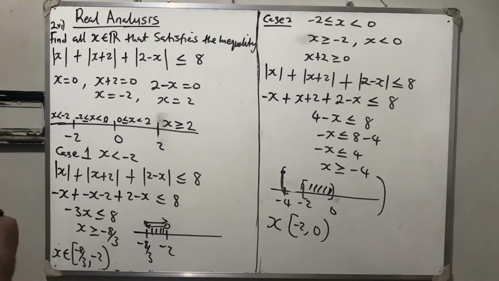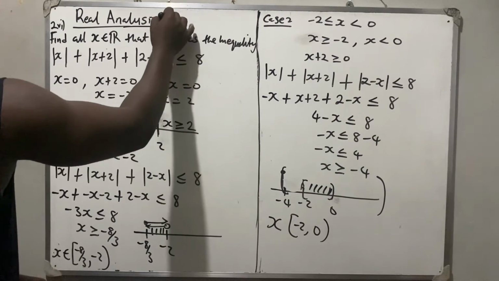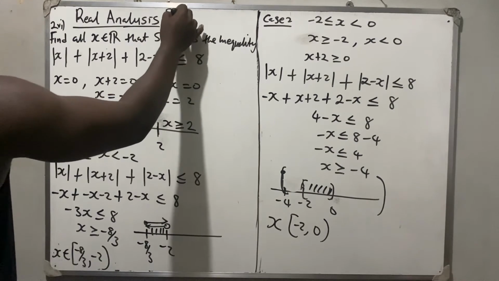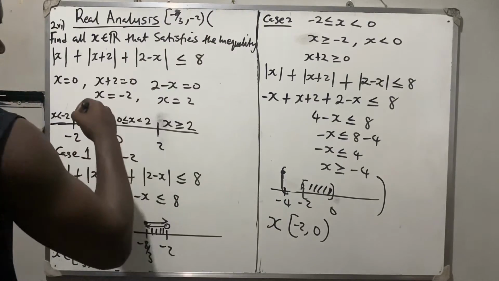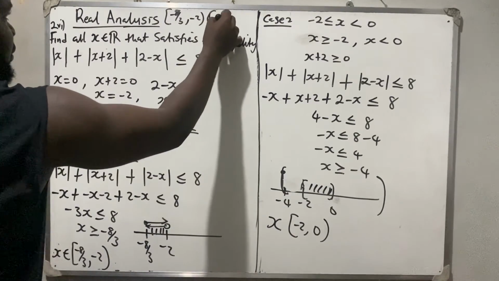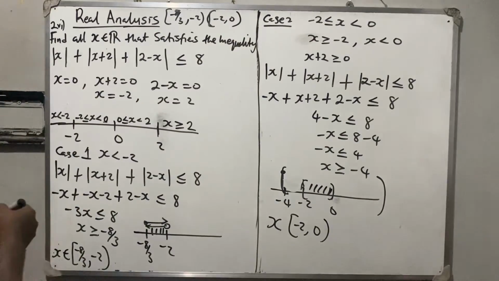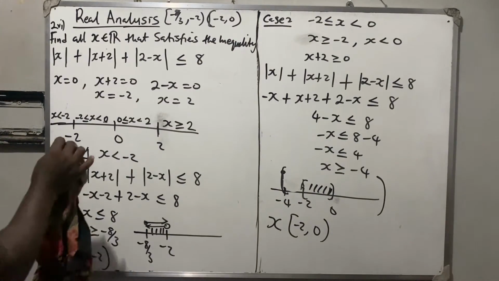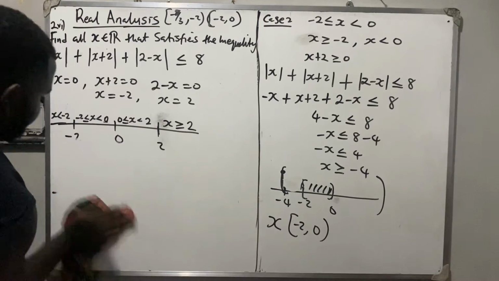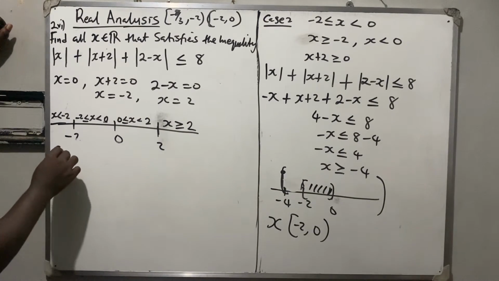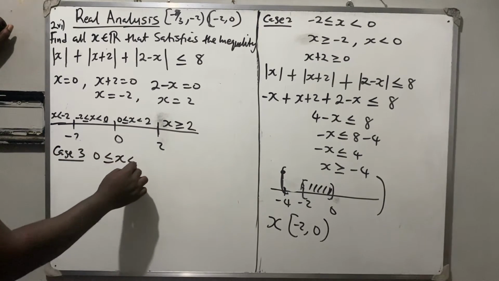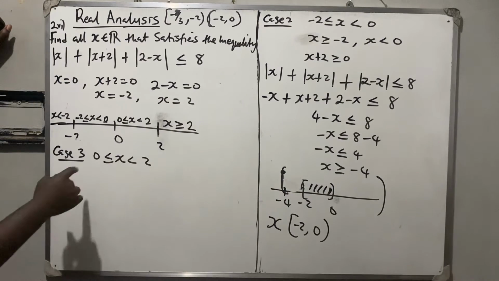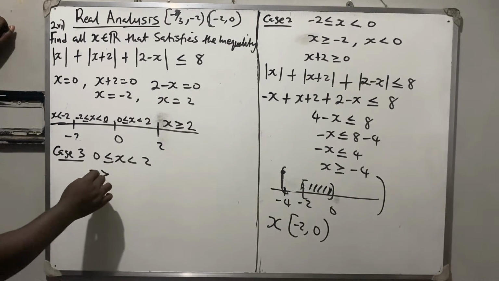For case 3, let us be writing all our cases because we need to combine them at last. So first of all, we got minus 8 over 3, comma minus 2, and then we now got a closed interval of minus 2 and 0. Okay, so let's go to case 3. For case 3, we have that 0 is less than or equal to x, which is less than 2. If you separate it, you are going to have that x is greater than or equal to 0.